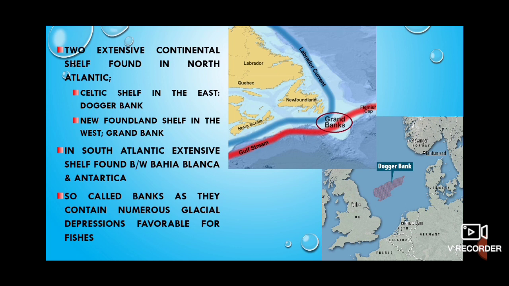Two extensive continental shelves are found in the North Atlantic Ocean. These are the Celtic Shelf in the east and the Newfoundland Shelf in the west. These shelves are better identified as Dogger Bank and Grand Bank respectively. In the South Atlantic Ocean, you can find an extensive shelf between Bahia Blanca and Antarctica. All these shelves are called banks because they contain numerous glacial depressions which have become favorable sites for fishes to lay eggs.